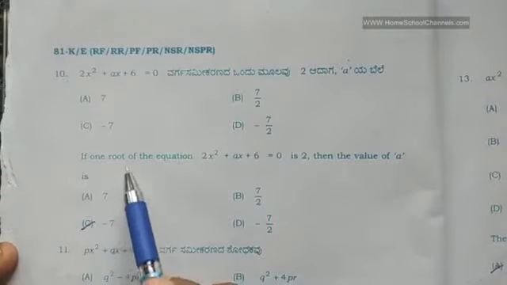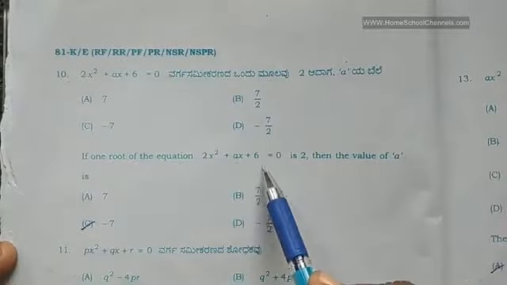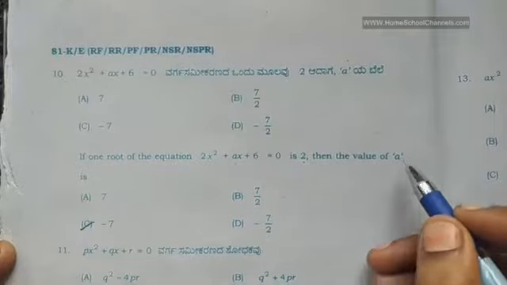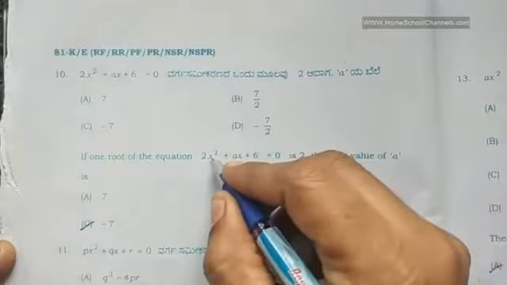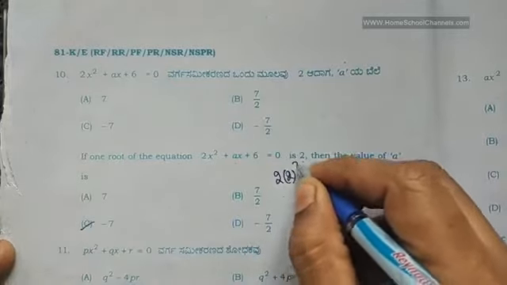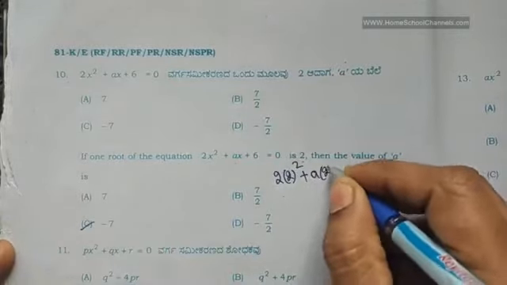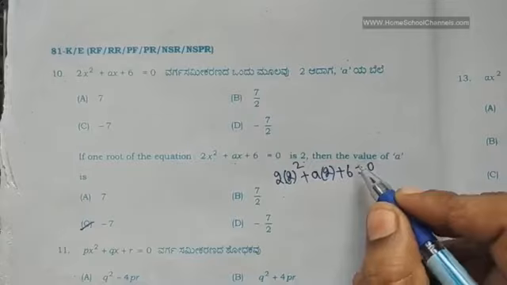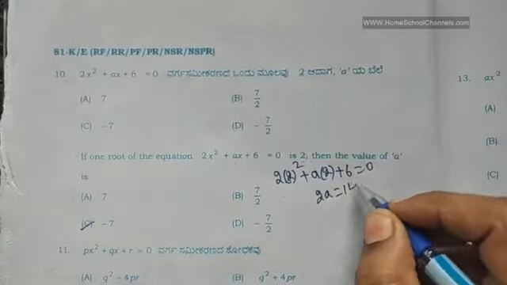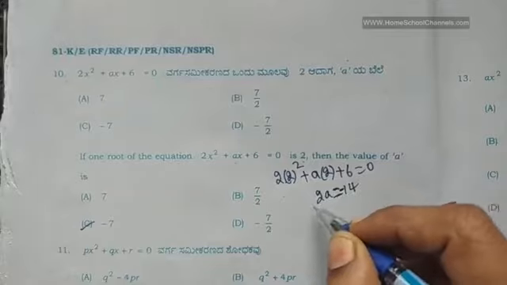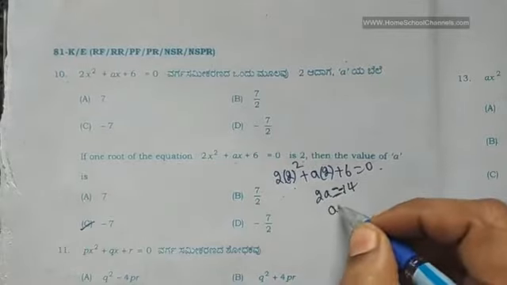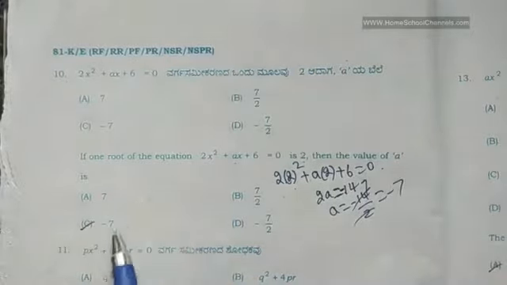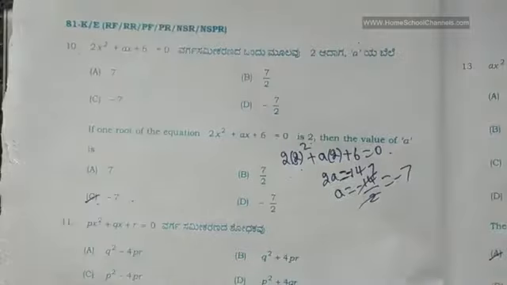10th one, if one root of the equation 2x square plus ax plus 6 equal to 0 is 2. One root already we know, we need to find the value of a. Substitute that value in the place of x. 2 into 2 whole square plus a into 2 plus 6 equal to 0. 2 2s are 4, 4 2s are 8. 8 plus 6 it will be 14. 2a is equal to minus 14. If you send this 14 to the other side, minus 14. a is equal to minus 14 by 2. That will be minus 7 is your answer. That is option C is your answer.